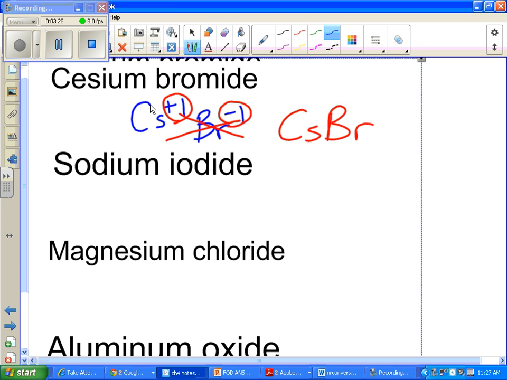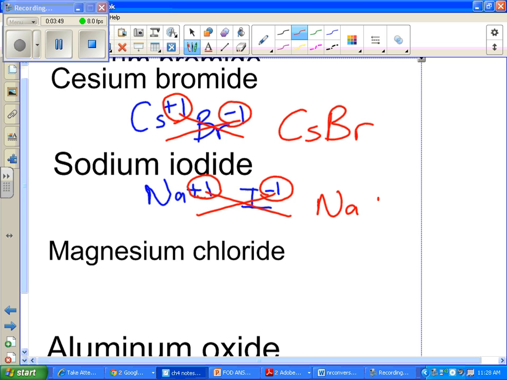Sodium iodide. Sodium is Na+1. Iodide is I-1, and you can look these up on the periodic table or on the blue ion chart that I passed out to everyone. Na is +1, I is -1, crisscross, still 1-to-1, so NaI.